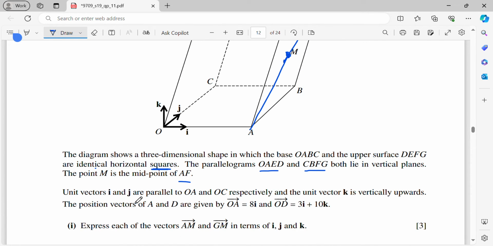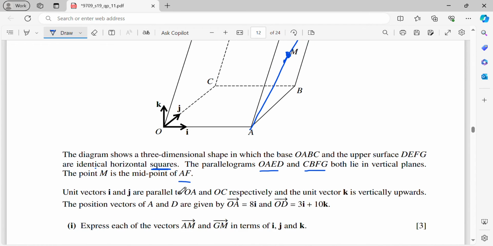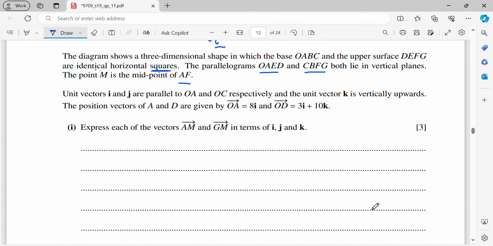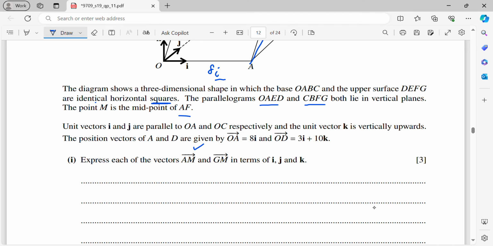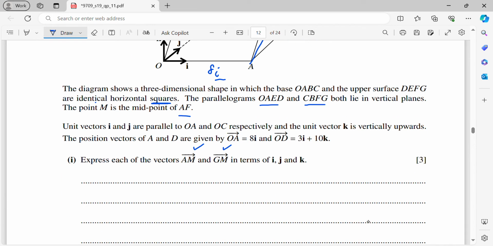Now, unit vectors i and j are parallel to OA and OC, and then the k is vertically upwards. OA is hi, and then the OD is 3i plus 10k. So this is 3i plus 10k. Now express each of the vectors AM and GM in terms of i, j, k. Okay, so now look at here. AM. It's mentioned that the M is the midpoint of AF. So AM is half of AF. Right, so now here I will write AM is half of AF.